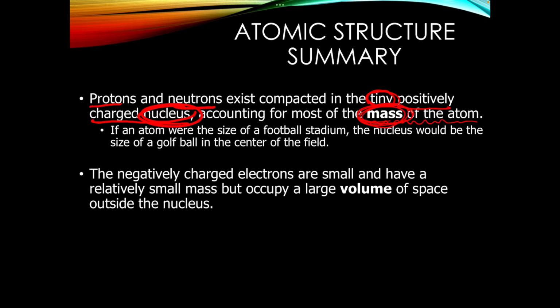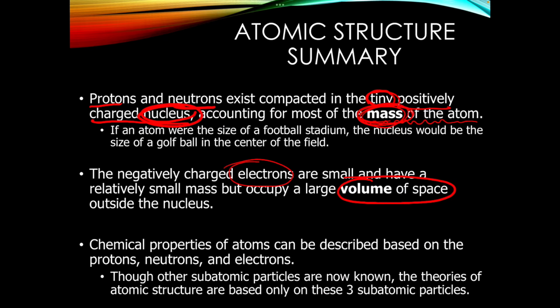All right, so the negatively charged electrons are not in the nucleus. They are super small and have a super small mass, but they occupy all of the space outside the nucleus. So when you think about electrons, I want you to think about the volume of space. They take up all the space, right? Even though the electrons are small, they're in that outside part that's not the nucleus. So that's where all of the space is, on the outside.